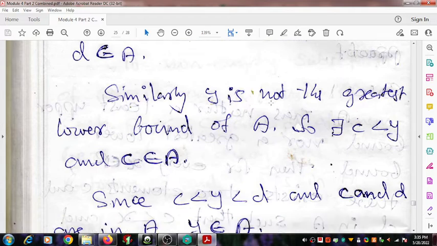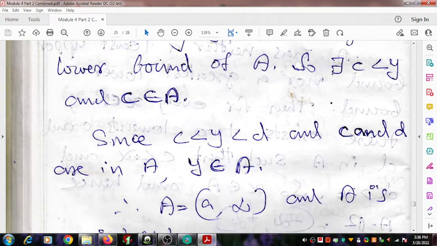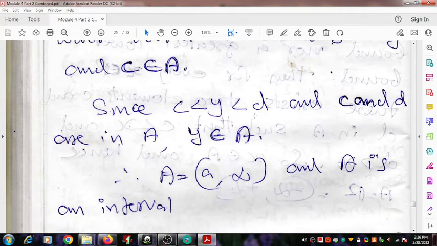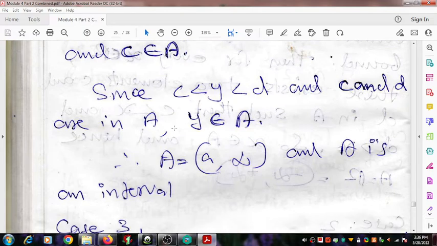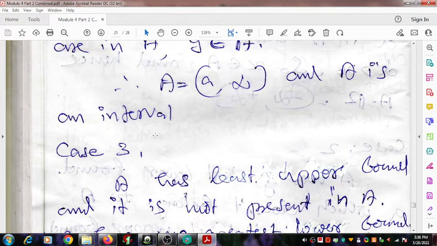Similarly, y is not the greatest lower bound of A. So there exists C less than y, and that C is an element of A. Combining all these, we get that C is less than y and less than D, and C and D are in A, and therefore y is an element of A. Thus A is nothing but the open interval (A, infinity), and A is an interval.